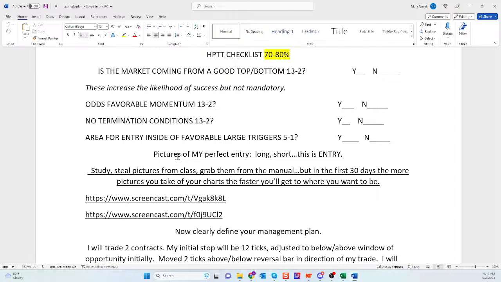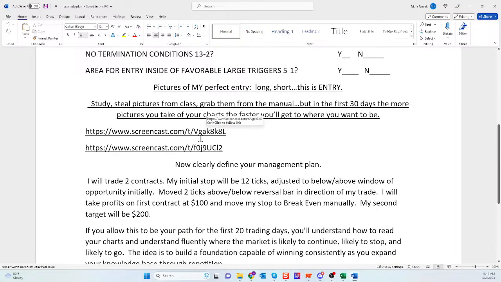And I'll tell you that the people that take the most pictures and then go back to study them are the people that are recognizing patterns the fastest, that are creating a database not only in their brain but also in their spreadsheet that gives them clarity. And then once you define that entry, remember it's just the entry. That's all you're looking for.